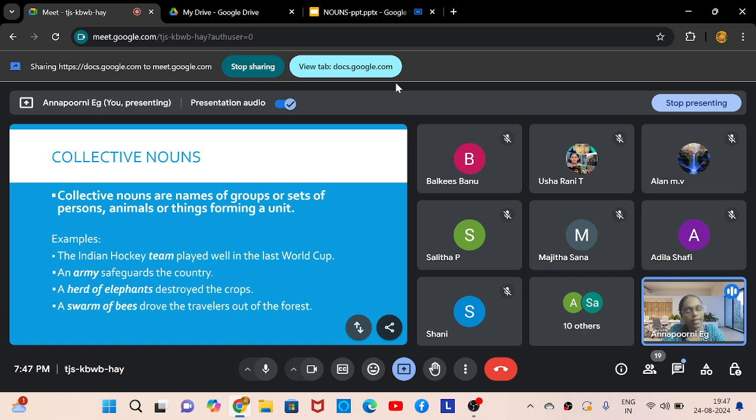So collective nouns are names of groups or sets of persons, animals, things forming a unit. So for example, we have 4 sentences here. Balkis, can you read these examples?